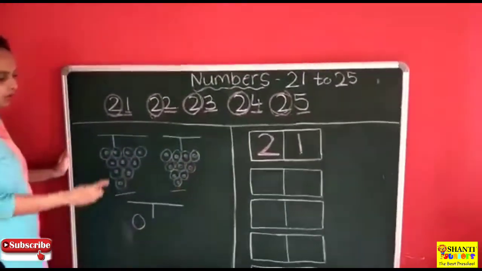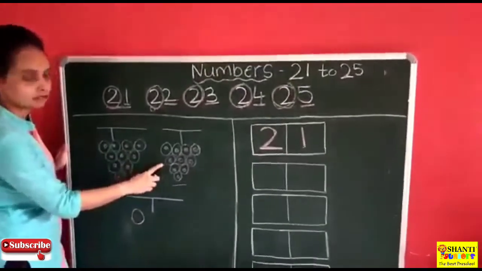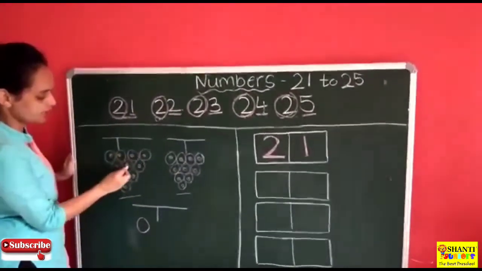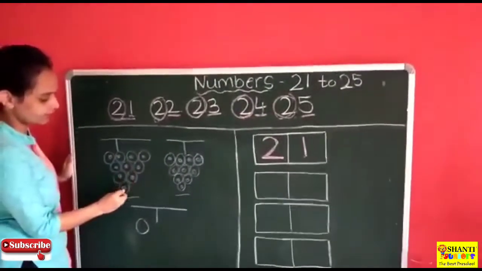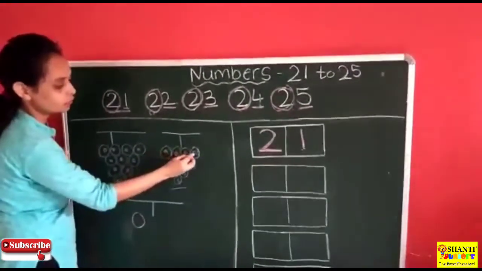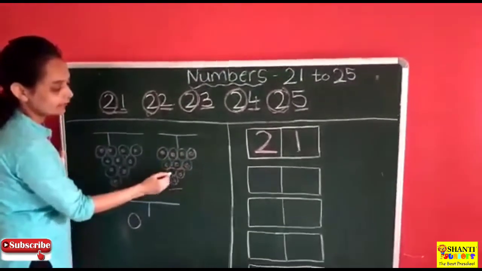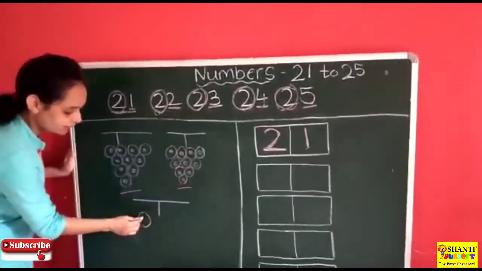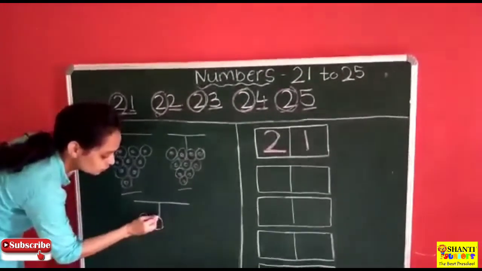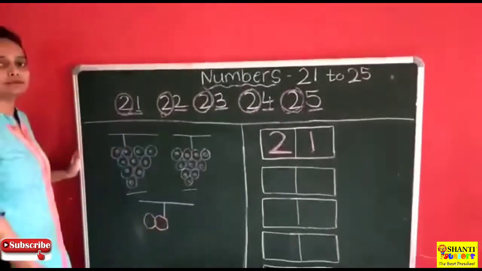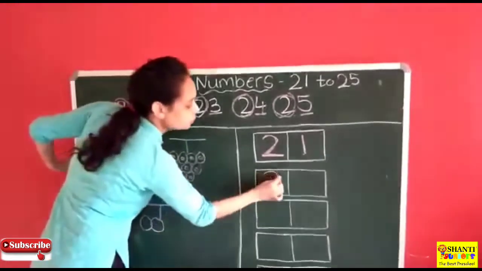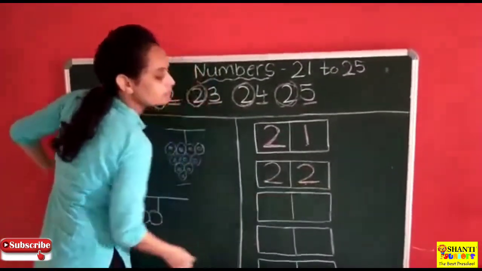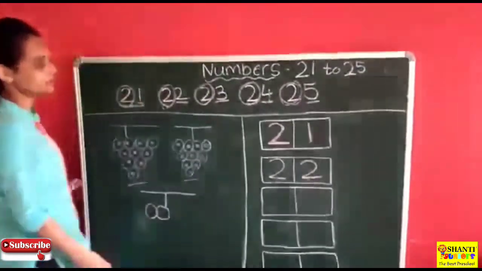Now what comes after 21, children? 22. So I have drawn these 20 grapes. 1, 2, 3, 4, 5, 6, 7, 8, 9, 10, 11, 12, 13, 14, 15, 16, 17, 18, 19, 20. This is 20. Now 21 and 22. If I draw 2 grapes more, it becomes 2, 2, 22. 2, 2 becomes 22.